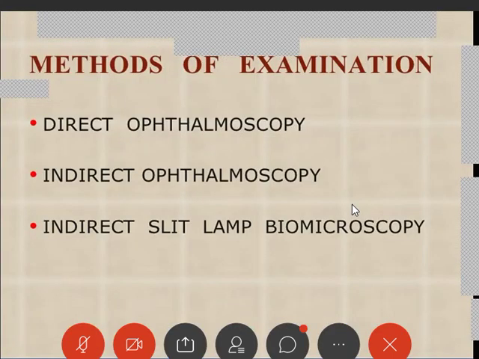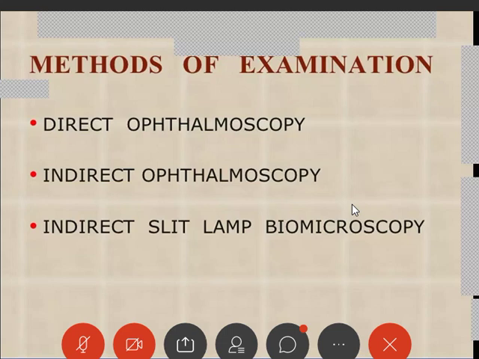So there are different methods of examination of the retina. That is with the help of direct ophthalmoscopy, indirect ophthalmoscopy, and also with the help of the slit lamp, we can examine the retina by using special lenses like plus 60 diopters lens, plus 78 diopters, and then plus 90 diopters lens. And also there are different types of contact lenses for the examination of the retina.